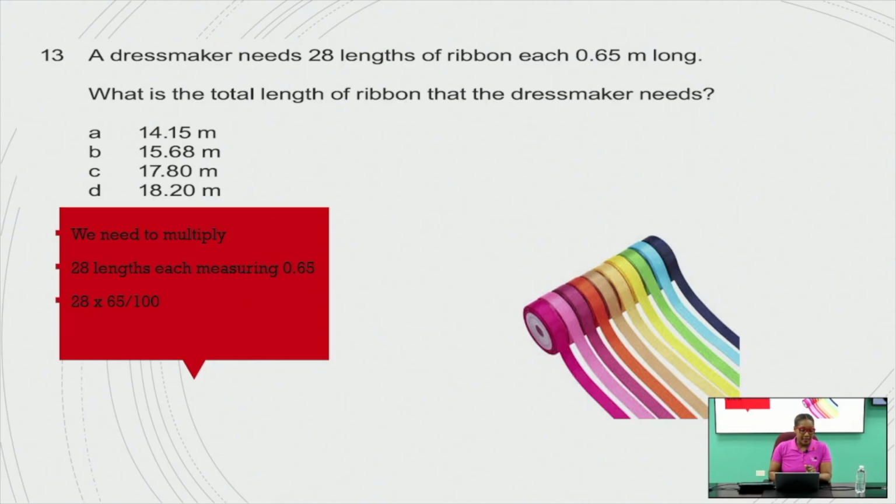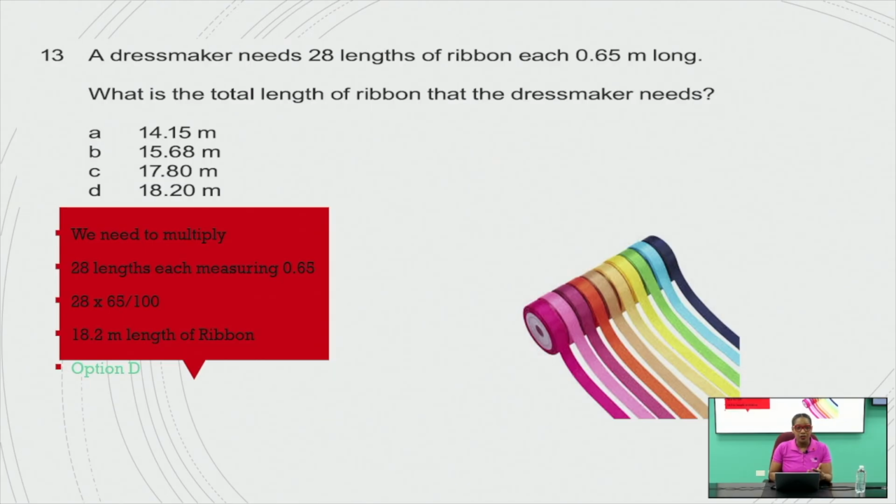So 28 multiplied by 6/500th. 6/500th is the same as 0.65. So 8.2 meter length of ribbon is what is required. And I know you can do that multiplication. So you'd simplify where possible, and then you'll multiply across your numerator, keeping your denominator, and then divide out to get your decimal. So we have option D here.